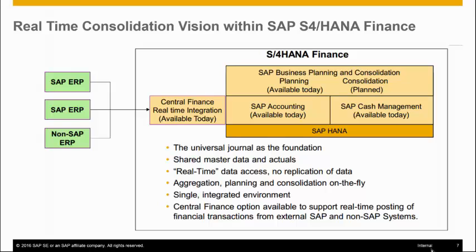It was already released at the end of last month, on February 26th. This means customers can already download the latest BPC NetWeaver 10.1 release, SP09, to start to see how the consolidation on embedded model works.